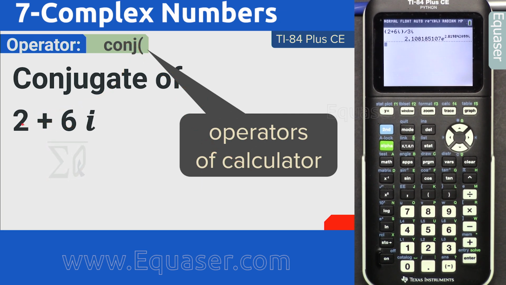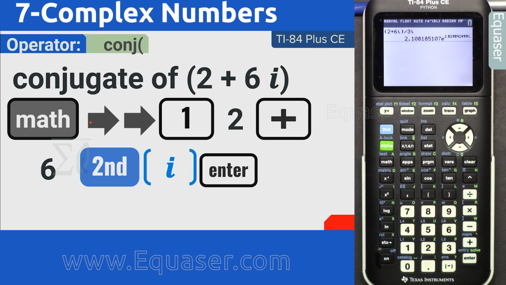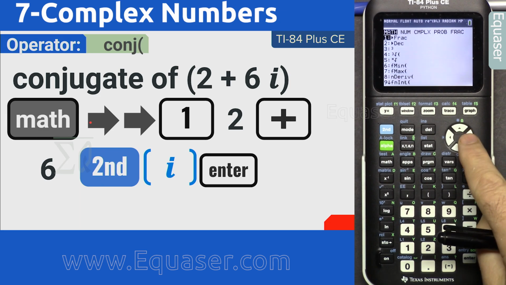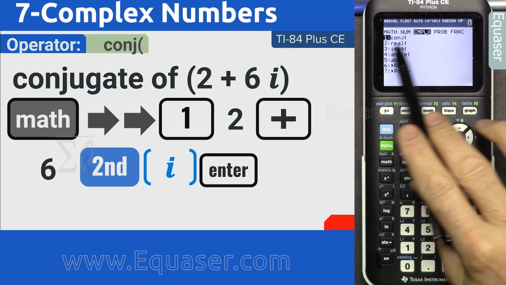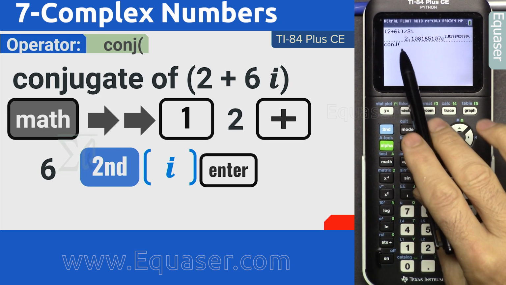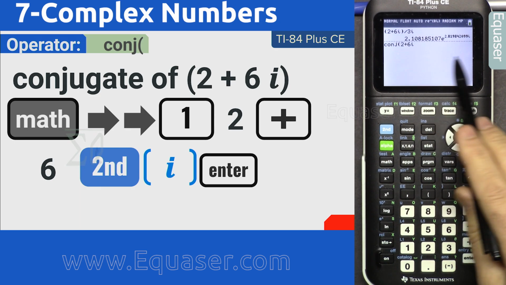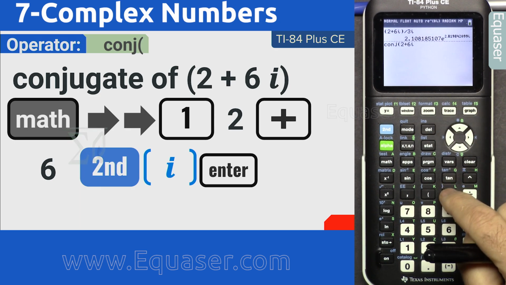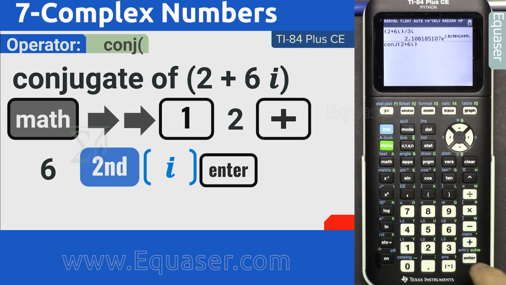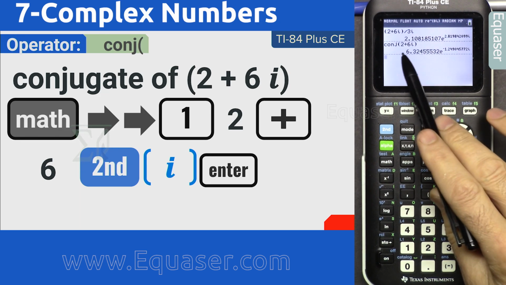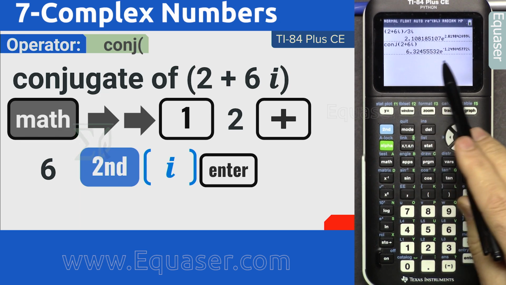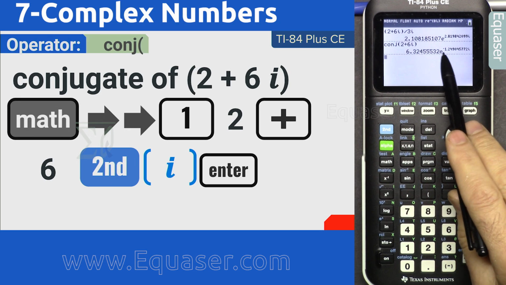Let's say you want to find the conjugate of 2 plus 6i. So we press math once, twice, and then conjugate 1. It's opened, 2 plus 6, and then second function i. If you need to do some other operations, you need to close it. Otherwise, without closing, it will work. If I press enter, the conjugate of the value is represented here with a minus at the angle.